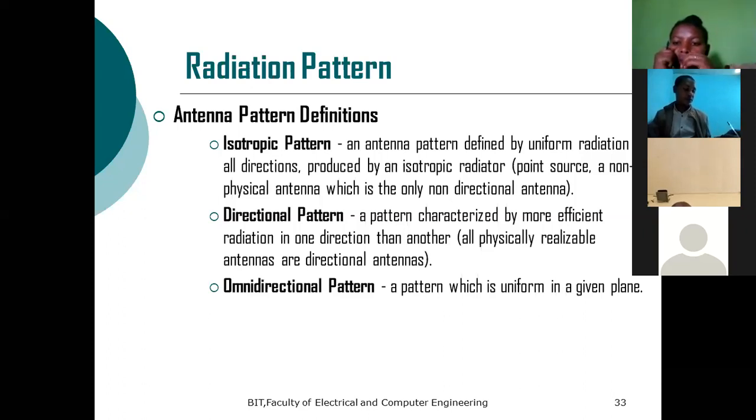But the other variety, which is the more popular type of antenna, is the omnidirectional antenna, which generates uniform electromagnetic radiation in a given plane. So the directional and omnidirectional antennas are the most popular and physically existing antenna types based on antenna pattern.